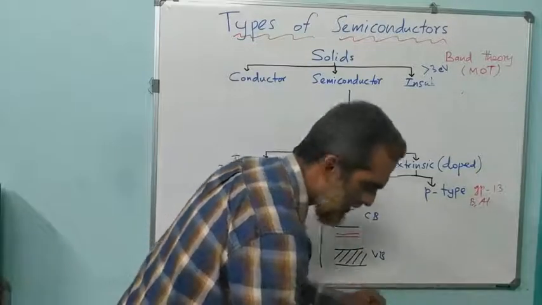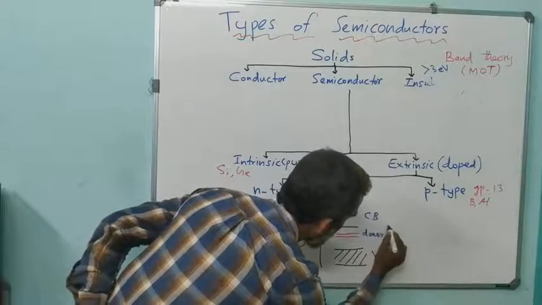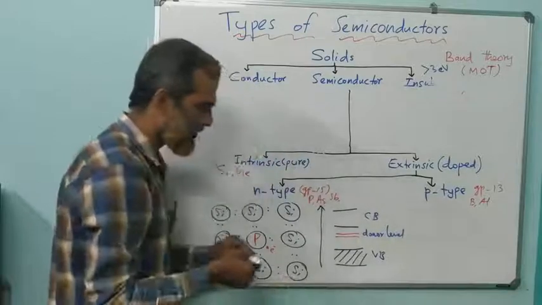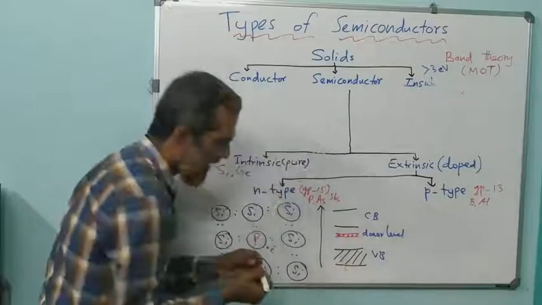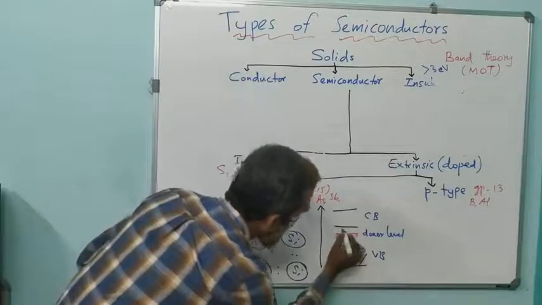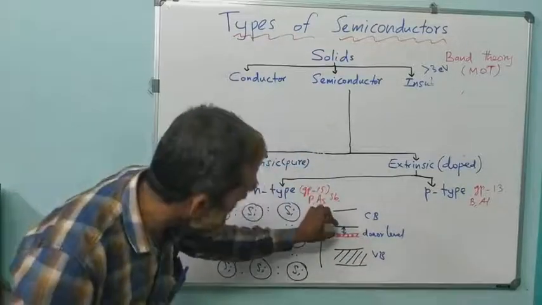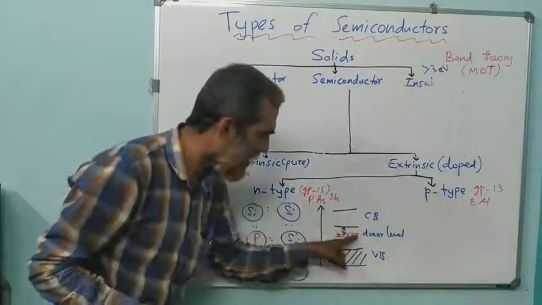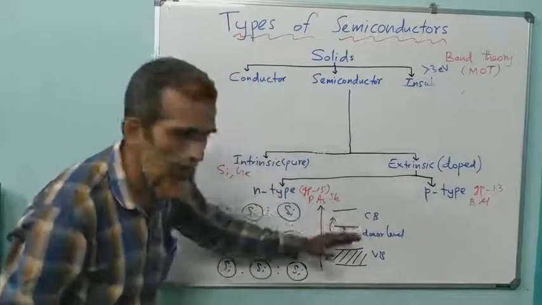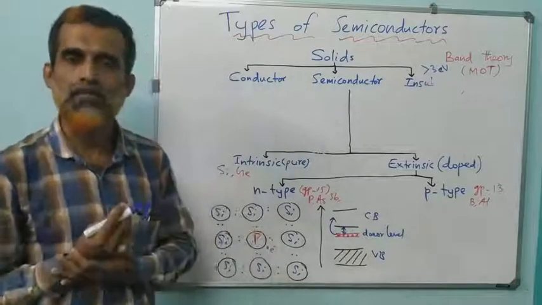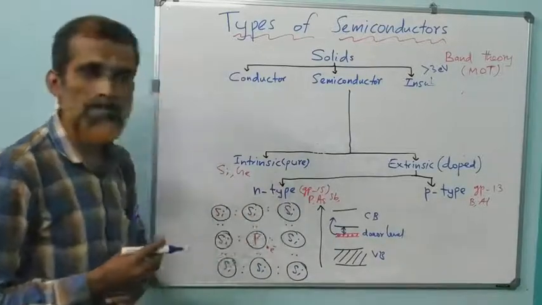So this is a new donor level. A donor level is produced here due to these free electrons. This contains the free electrons, and now the energy gap is only this one. The energy gap is reduced to a very small energy gap. So electrons in this donor level can easily go into the conduction band. Now this is the energy gap, so conductivity will remarkably increase. That's how conductivity takes place in N-type.